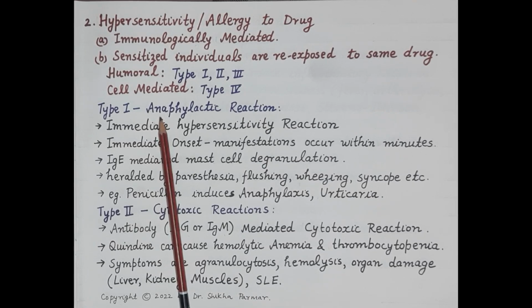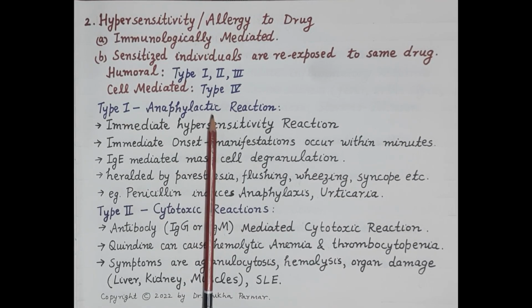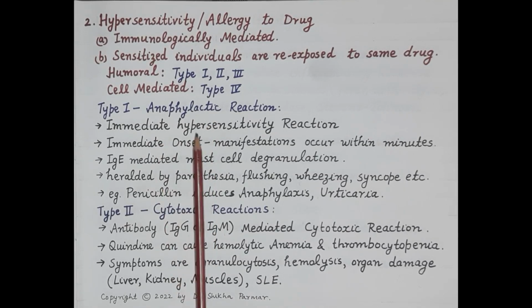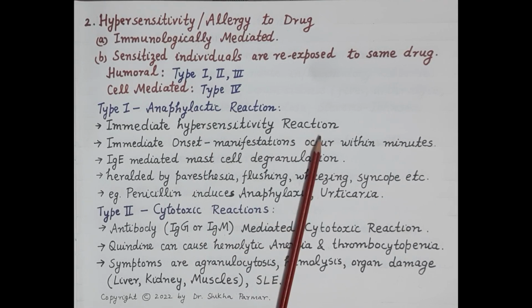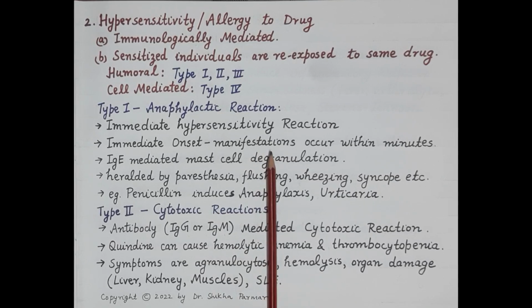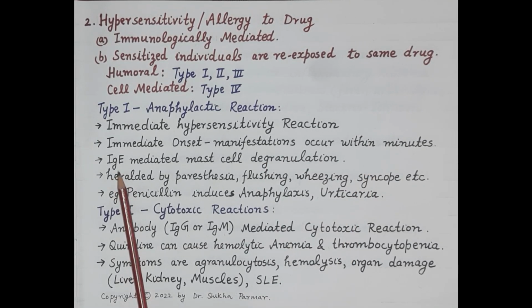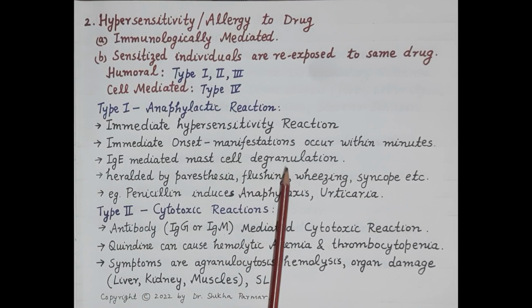Now, type 1 allergic reactions are called anaphylactic reactions. These reactions occur immediately, within minutes of exposure to the drug, and therefore they are called immediate hypersensitivity reactions. So, these allergic reactions are immediate onset. Symptoms or manifestations of these allergic reactions occur within minutes. Now, IgE, that is immunoglobulin E antibodies, are produced that mediate the mast cell degranulation.